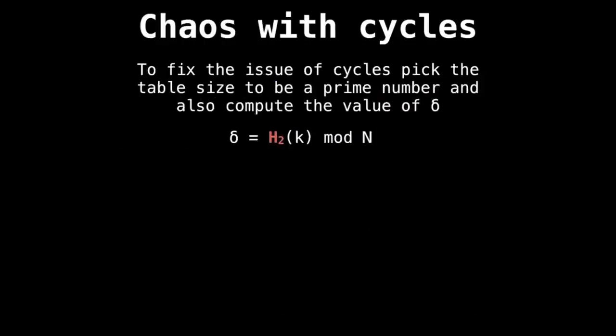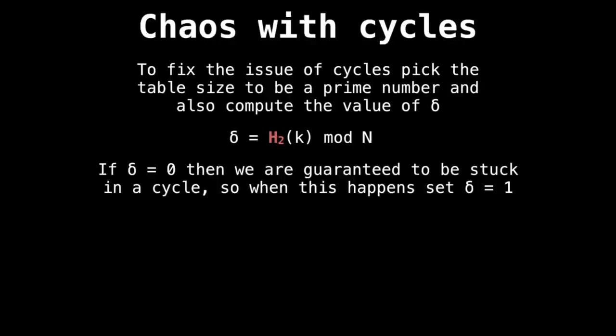To fix the issue of cycles with double hashing, here's one strategy. We're going to pick our table size to be a prime number, and we're going to compute a value called delta. Delta is just going to be h2 of k mod n, but occasionally delta might be 0. If that's the case, then we're guaranteed to be stuck in a cycle because we're not going to go anywhere when we probe, since we're multiplying by 0. So when this happens, just set delta equal to 1.